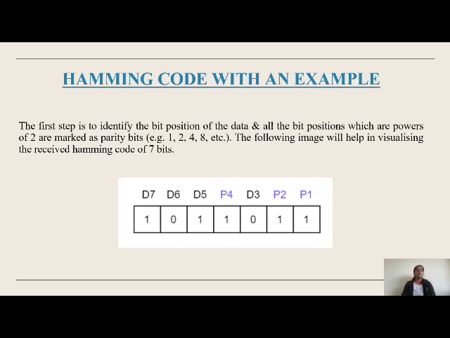The first step is to identify the bit positions of the data, and all bit positions which are powers of 2 are marked as parity bits. Example: 1, 2, 4, 8, etc. The following image will help in visualizing the received Hamming code of 7 bits. So you can observe the diagram.